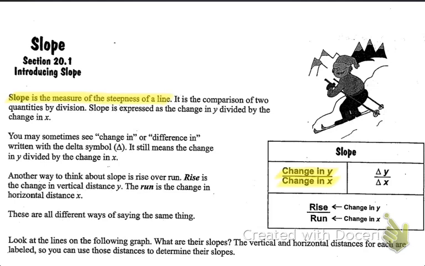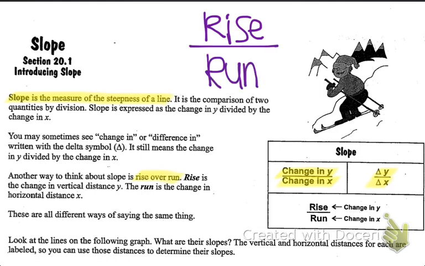You may sometimes see change in or difference in written with the delta symbol. It still means the change of y divided by the change in x. Another way to think about slope is rise over run. This is probably what you're most familiar with. Rise is the change in your vertical distance, y. The run is the change in the horizontal distance, x. These are all different ways of saying the same thing.